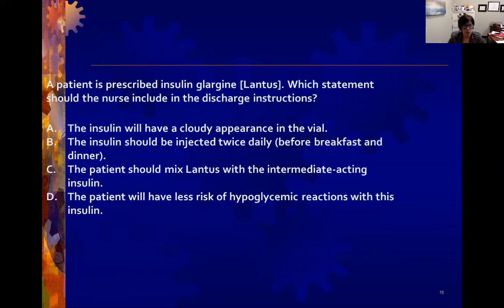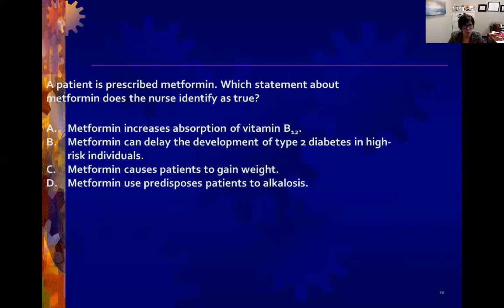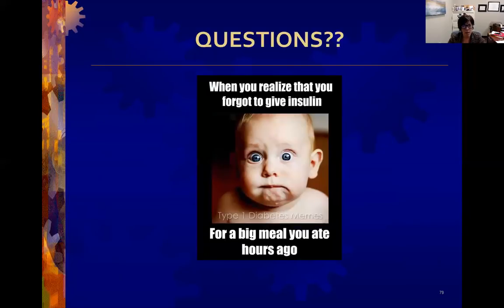So these are some questions we can go through. A patient is prescribed insulin glargine, which statement would you include in the discharge instructions? So the answers are at the bottom, so you can go through these.